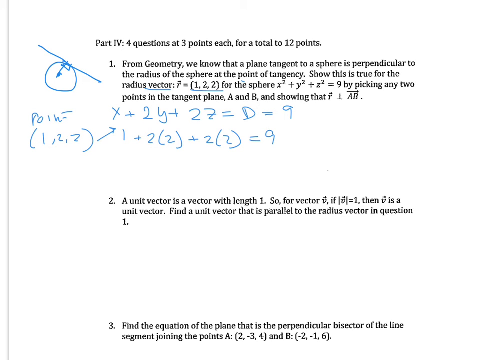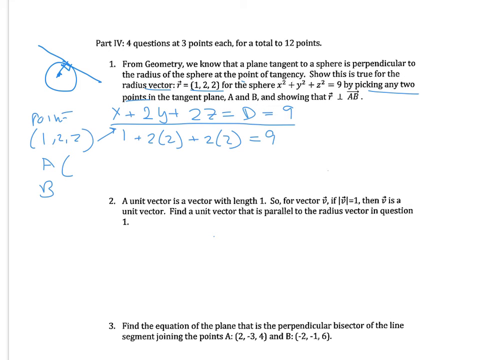All right, so we've got an equation for the plane, x plus 2y plus 2z equals 9. Now we want to pick any 2 points in that plane, call them A and B. Looking at this plane equation, can you think of an x, y, and z triplet that works in that equation? Any ideas? No? So 2, 4, 4 would be like taking the radius vector and extending it, making it twice as long, so it would definitely be outside the plane.